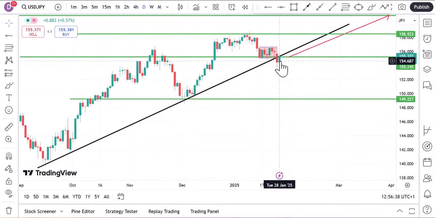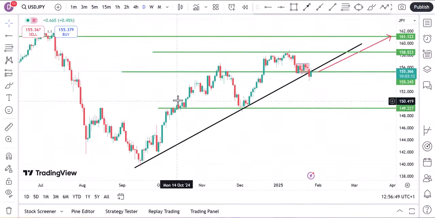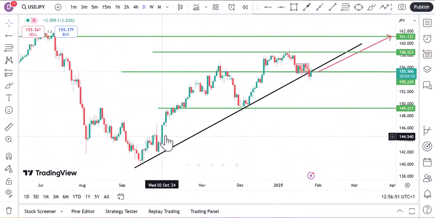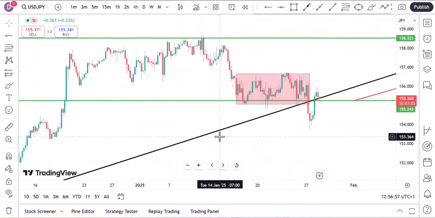Now what we'll be waiting for is for this candlestick to go below this. If it goes below this, then we are sure that the market might come down to 149.227. But we can see that it has been an uptrend if we make use of this trend line. Now let's go to the 4-hour time frame.